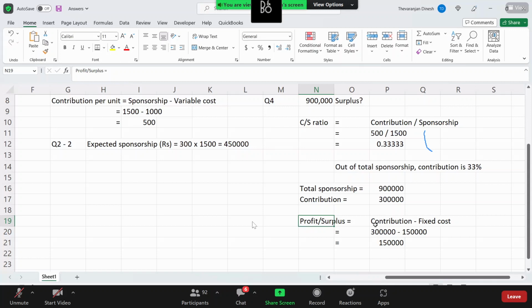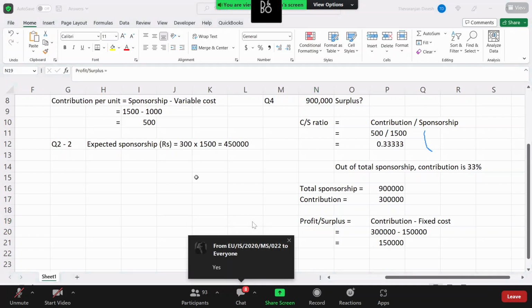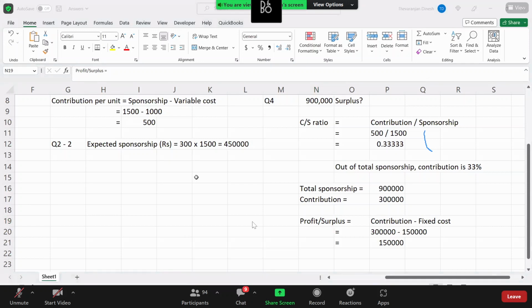So these are the 4 questions that were asked from that exercise. Have you understood this? Put yes in the chat box. Right, most of you are giving yes.